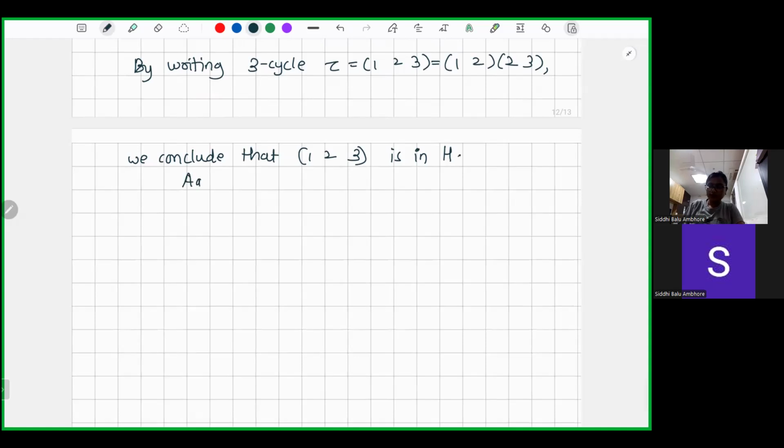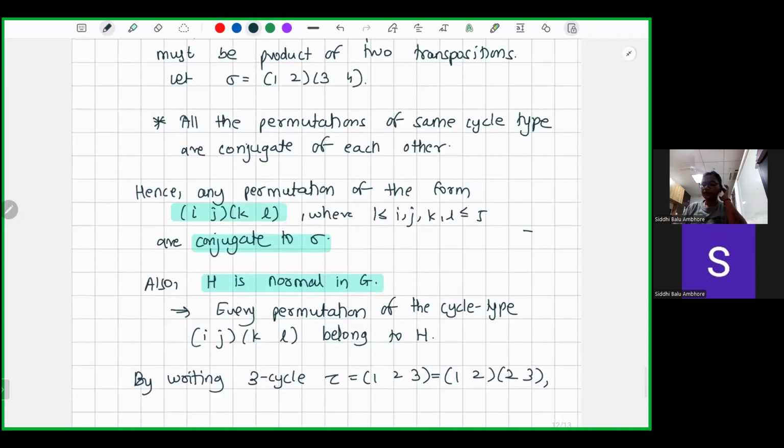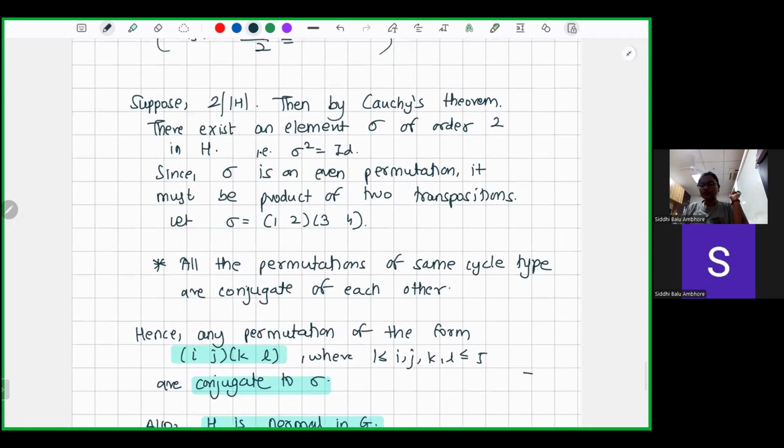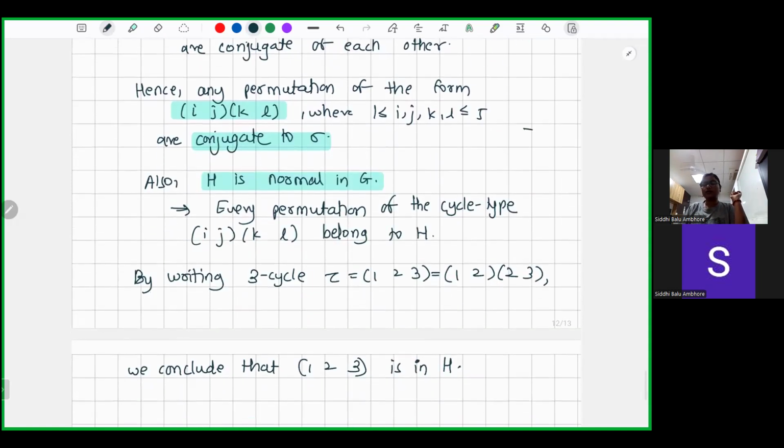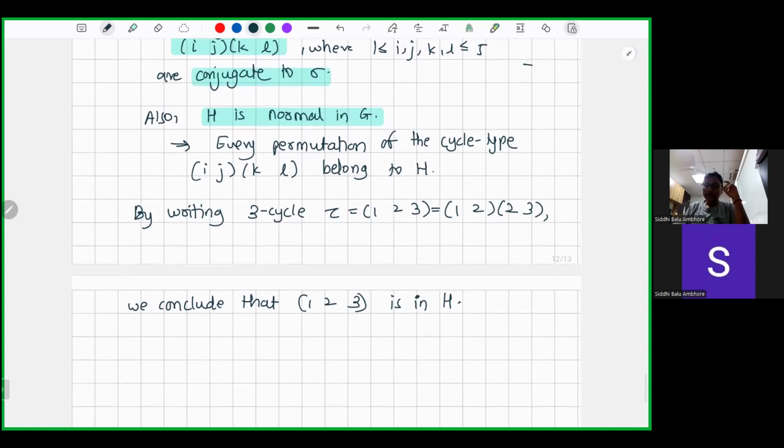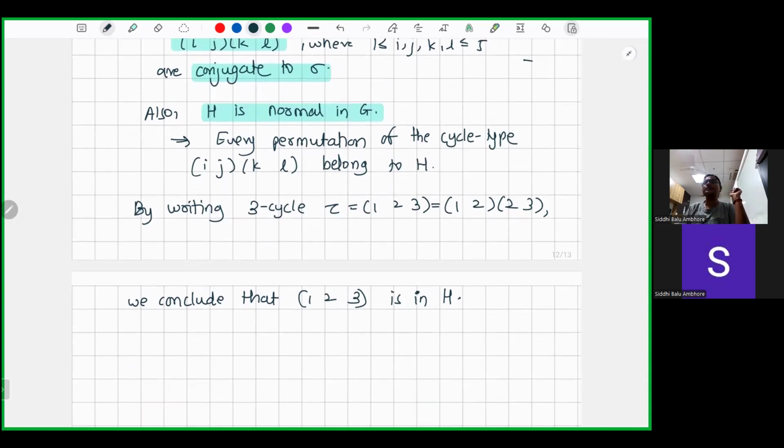And again we use, so we started with the sigma of order 2 and we chose the sigma, and from the sigma we arrived here that every permutation of type 2-2 cycle, of this kind (ij)(kl), belongs to H. Okay, and then from that we came to 3 cycle. 3 cycle we wrote it in the form of product of (1 2) and (2 3).